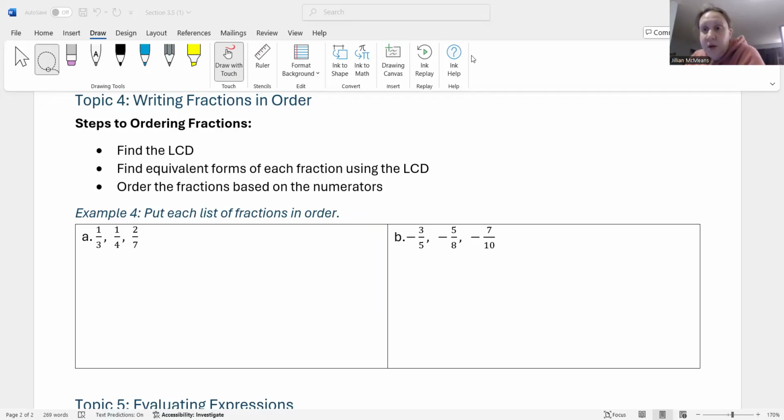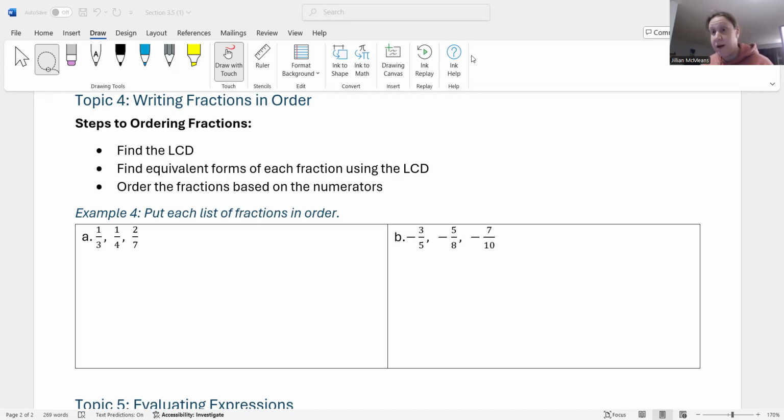Okay, in topic 4, we're going to look at writing fractions in order. And this is very, very similar to comparing fractions in the sense that as long as we have a common denominator, we can easily compare fractions by their numerator. The same thing goes for writing a series of fractions in order. As long as we have a common denominator, we can order the fractions based on their numerators. Okay, so that's going to be the exact same process that we're going to do here.